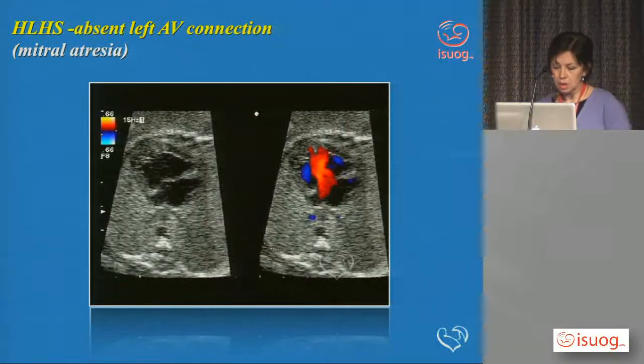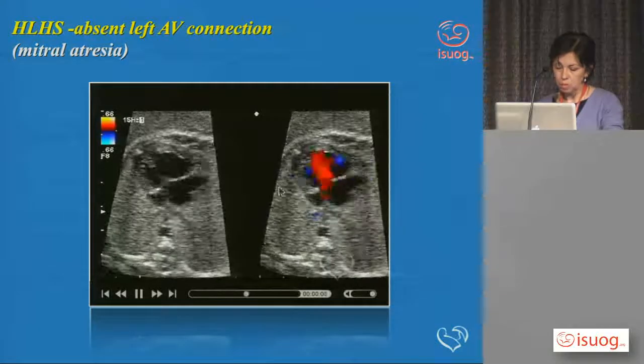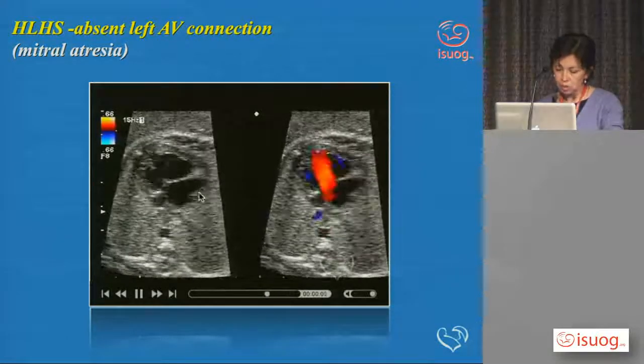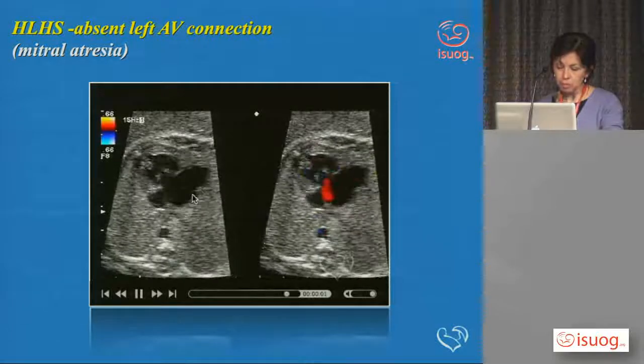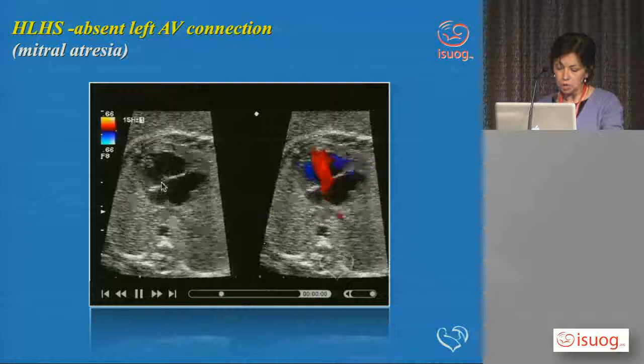That's the same clip on the same baby, and it becomes even more clear that there is only one inflow here from the right atrium. And once we do this, we can see actually that what I thought perhaps may be an atrial septum there isn't, because this is all right atrium.